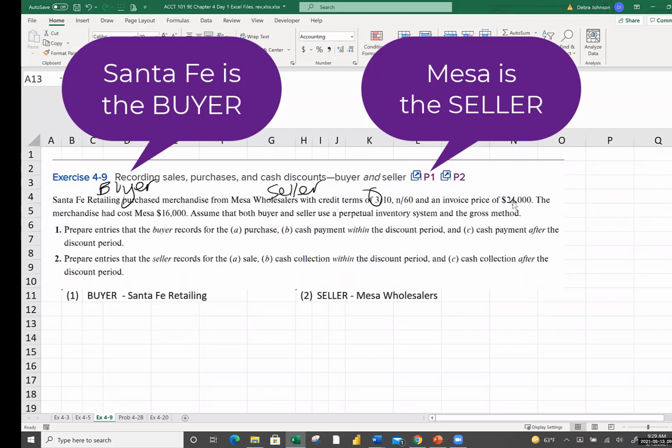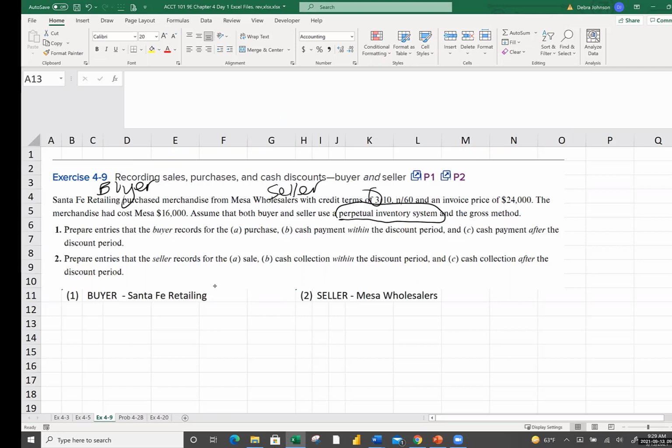And the invoice price was $24,000. The merchandise had cost Mesa $16,000. Of course, the buyer's not aware of what the merchandise cost you. It's none of their business. They wouldn't know that. Assume that both the buyer and the seller use the perpetual inventory system, which is the focus of the next 2 chapters, and they use the gross method. Okay, so first one, prepare the entries for the purchase, the cash payment within the discount period, and the cash payment after the discount period. Okay, so let me take the decimals off that first line.